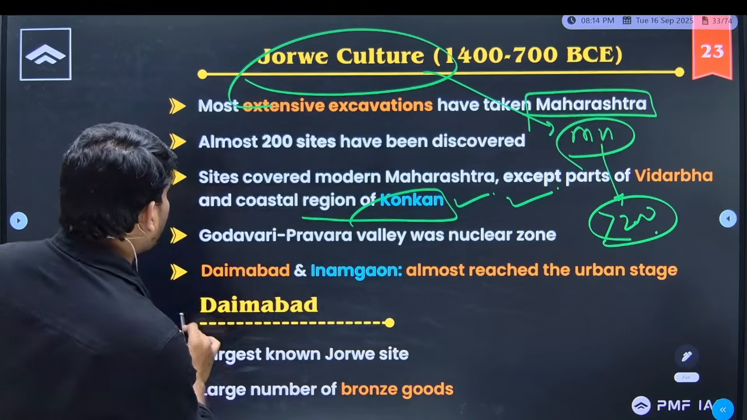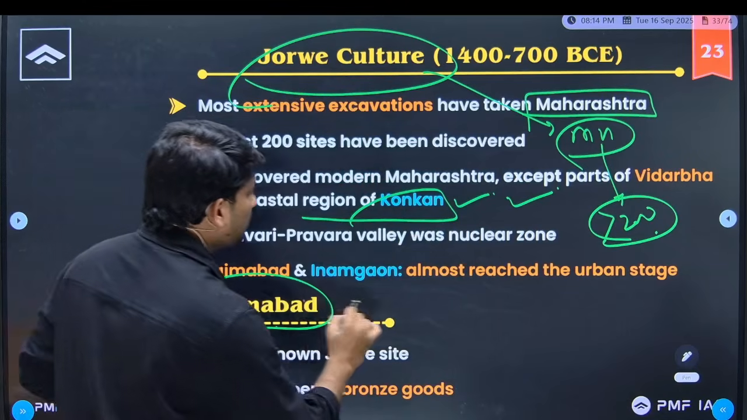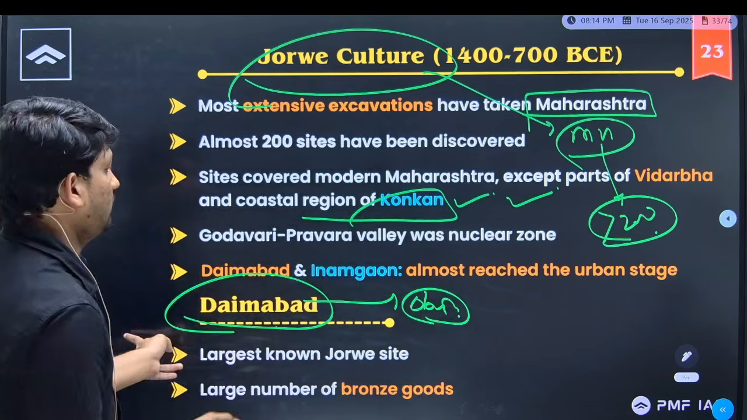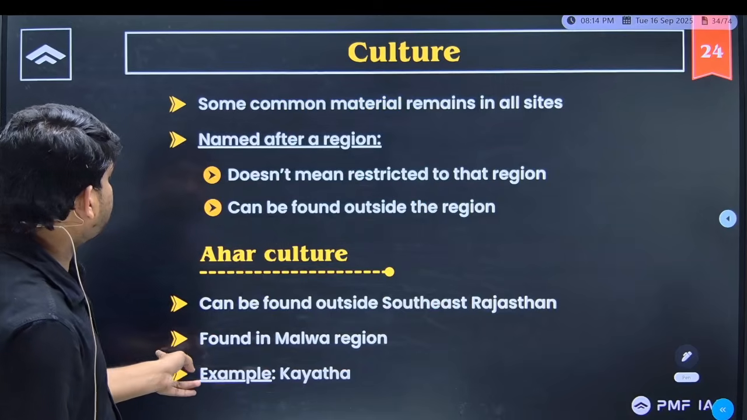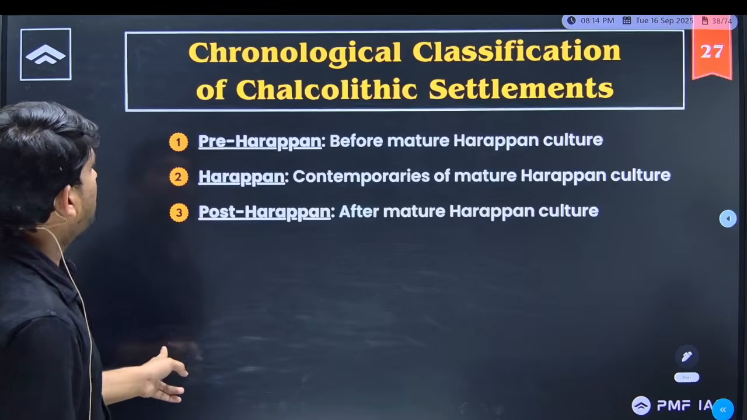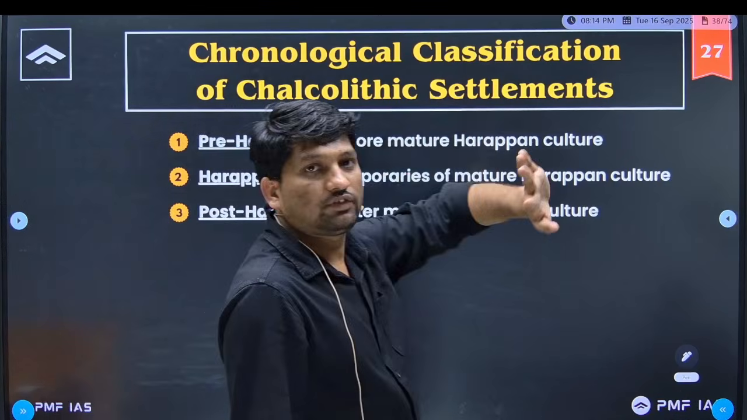So why is this Daimabad important? We have found some bronze objects, and Daimabad and Inamgaon almost reached urbanization. So we have discussed the Malwa culture, Ahar culture, all these things. Then, the chronological classification of Chalcolithic settlements.